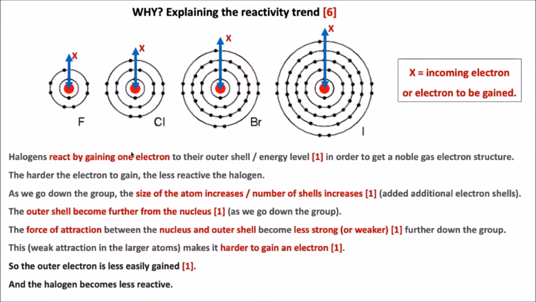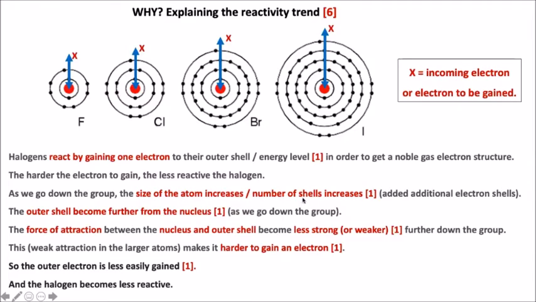Now we go back to the trend again. As we go down the group, the size of the atom increases. You can see that from the diagram here. The size of the atom increases, or the number of shells increases. So you can see fluorine has 2, chlorine 3, bromine 4, iodine 5. So you can see that the size increases or the number of shells increases.